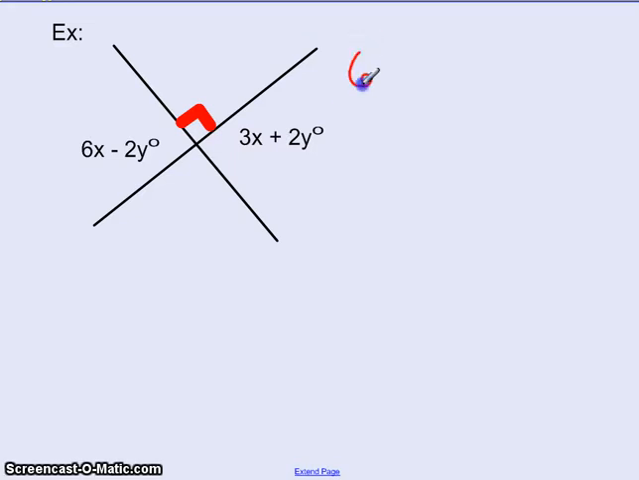So I'm going to have 6x minus 2y's plus 90 equals 180.